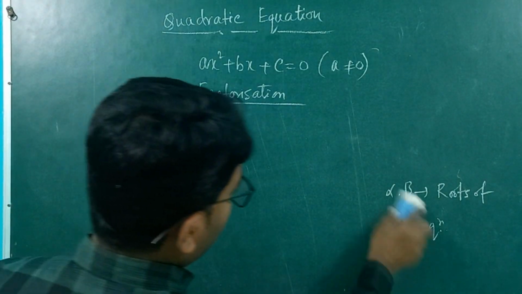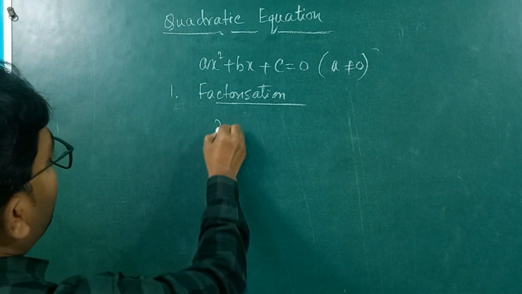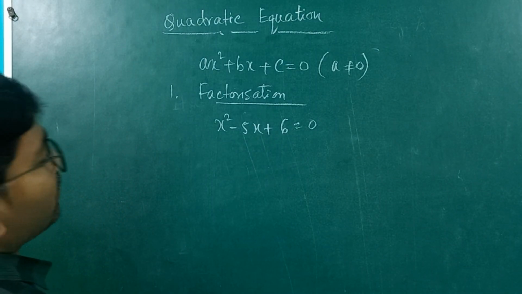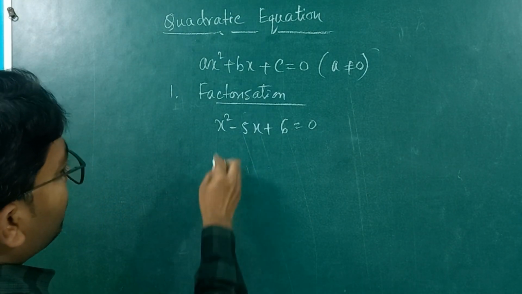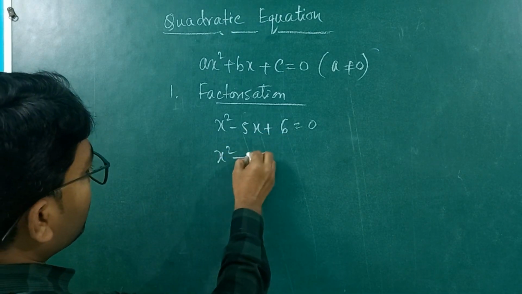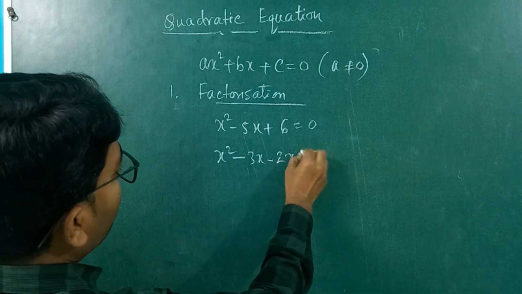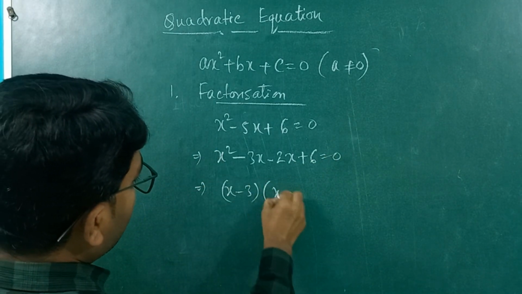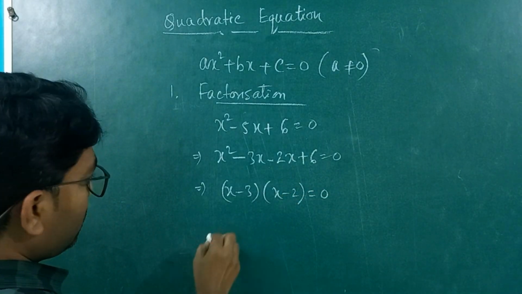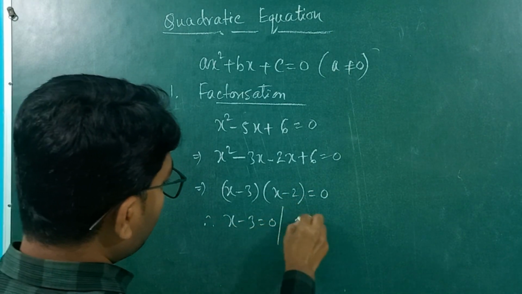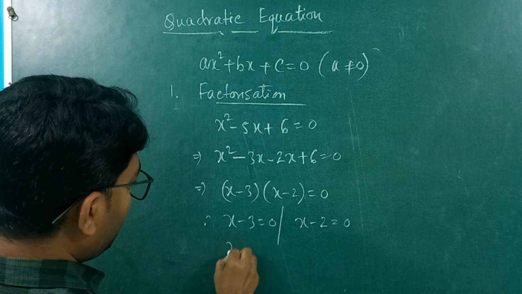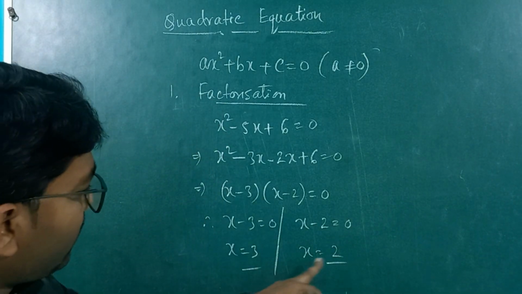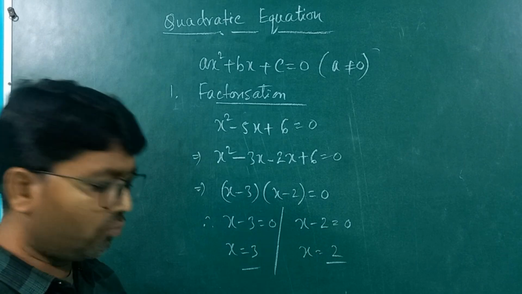If we give an example, suppose x square minus 5x plus 6 equal to 0. This one is a quadratic equation. You can easily factorize this. Middle term factor, you know: x square minus 3x minus 2x plus 6 equal to 0. This becomes x minus 3 and x minus 2 equal to 0. So either x minus 3 equal to 0 or x minus 2 equal to 0, that is x equal to 3 or x equal to 2. So 2 and 3 are the roots of this equation.